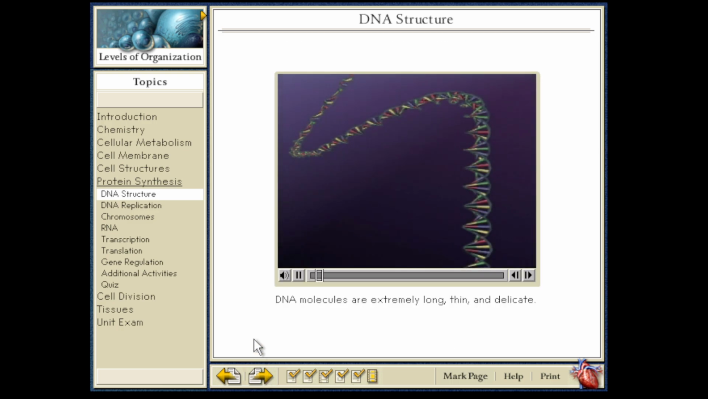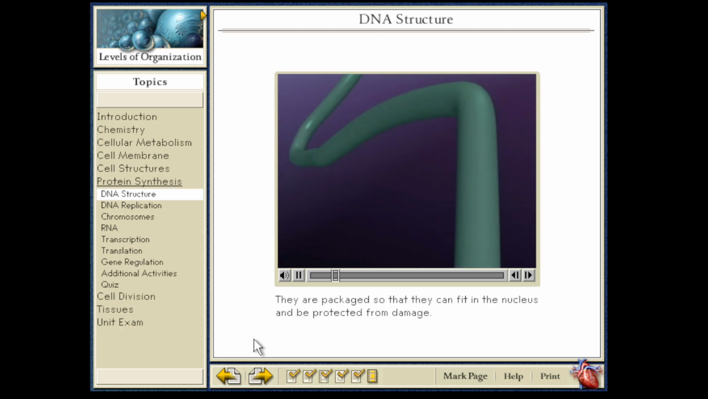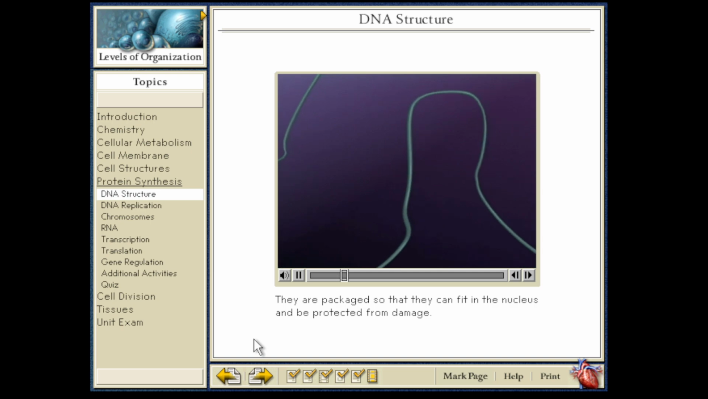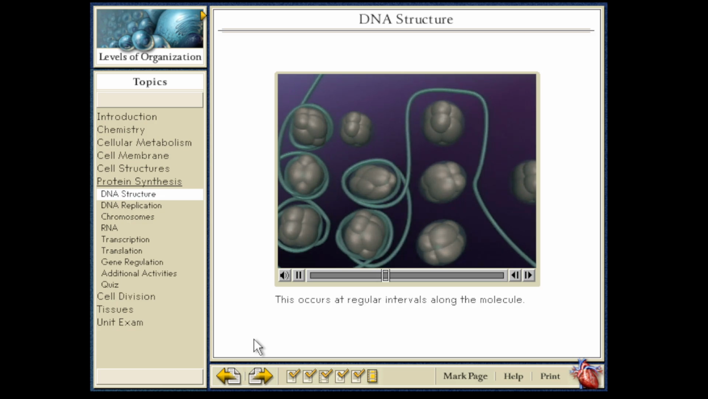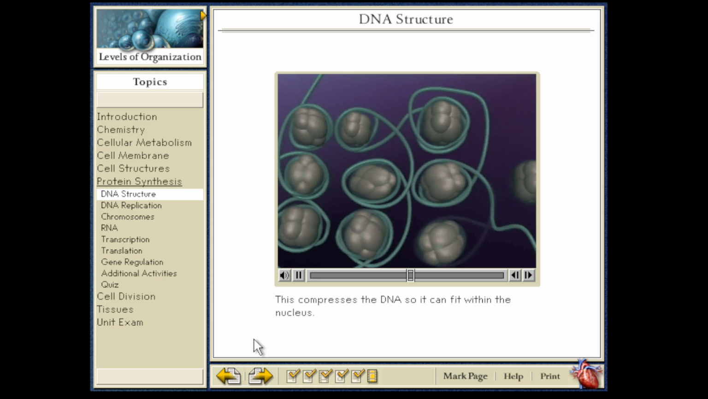DNA molecules are extremely long, thin, and delicate. They are packaged so that they can fit in the nucleus and be protected from damage. DNA is attracted to clusters of histone proteins. A portion of the DNA wraps around a cluster twice. This occurs at regular intervals along the molecule. This shortens the DNA so it can fit within the nucleus.